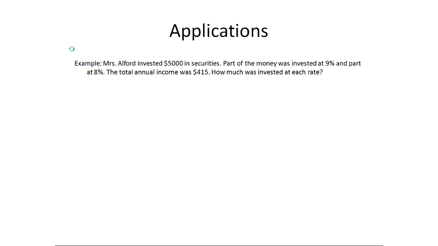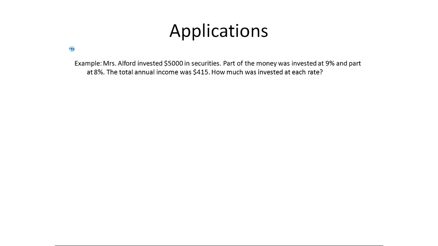So here's a very simple one. We're just told some investment information. So we have $5,000 invested in securities. Part was invested at 9%, part at 8%. And the total income from that, so the total result after investing, was $415. And so we want to know how much was invested at each rate.